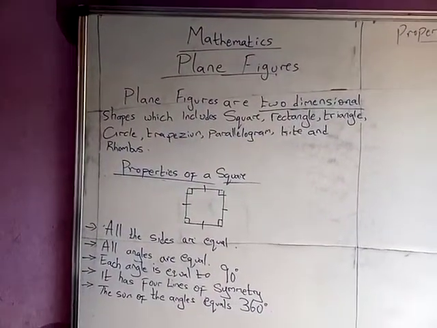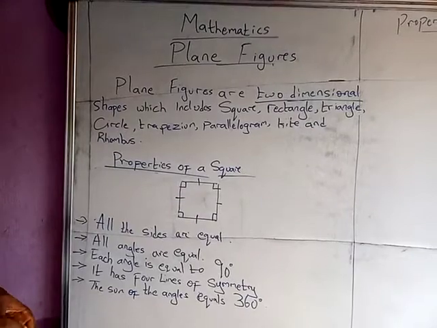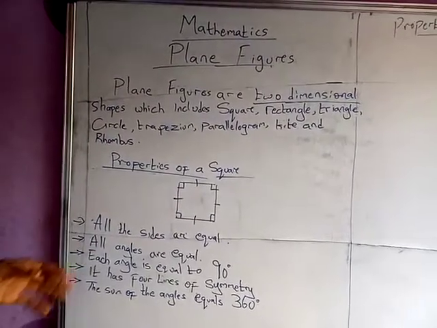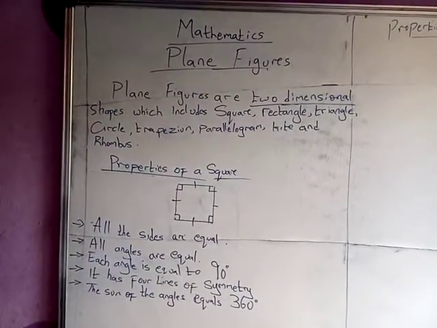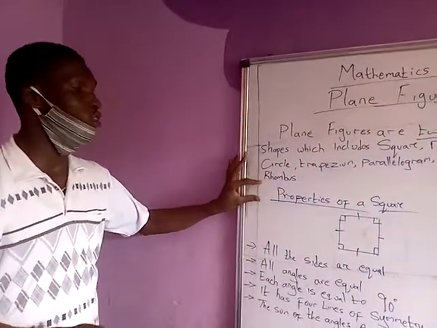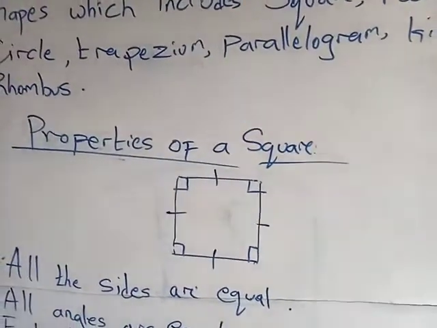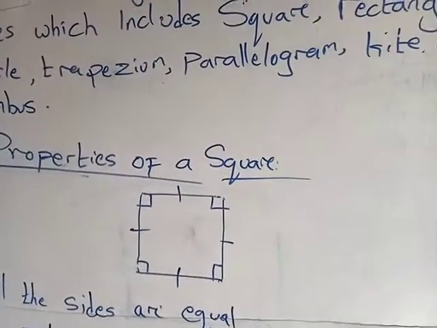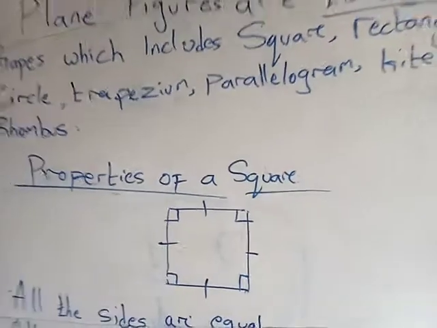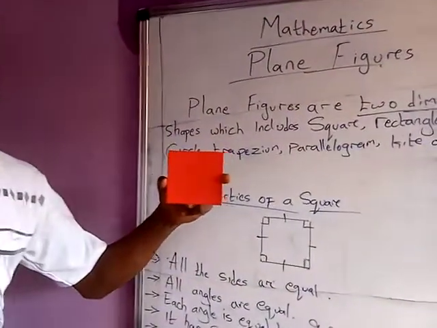The squares, the rectangle, the triangle, the circle, and so on. Now we're going to discuss the properties of some of these particular shapes. The first one and foremost we're going to discuss is the properties of a square. I believe that we all have seen the shape of a square. As you can see on the board, I have a square here.